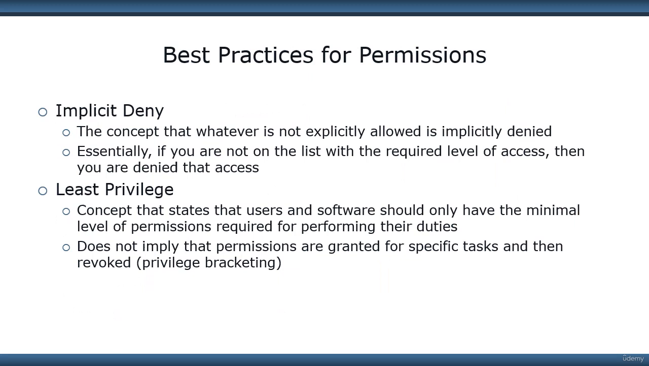In terms of security on the network, we have many best practices that we want to follow. A couple of these are mentioned in the exam objectives. So, best practices for permissions. One is implicit deny. Implicit deny is the concept that whatever's not explicitly allowed is implicitly denied. Basically, if you're not on the list with the required level of access, then you're denied that access.